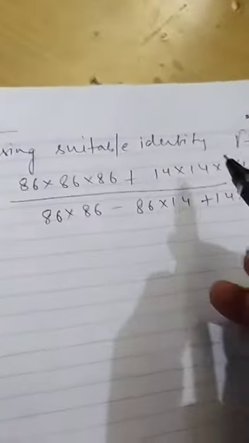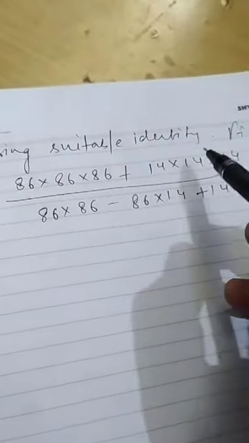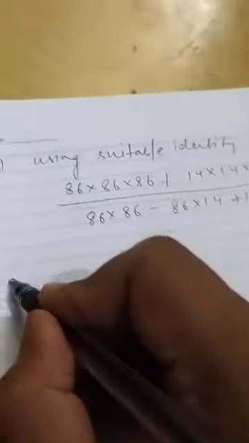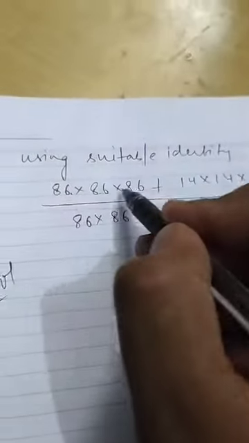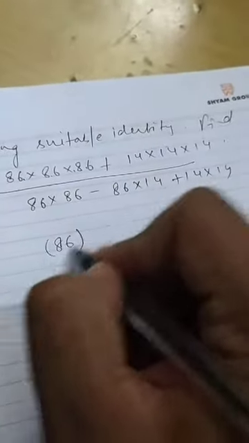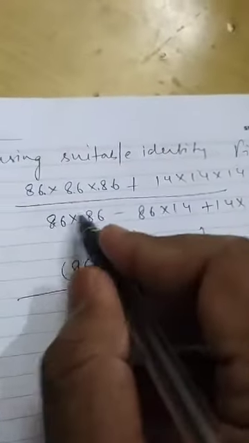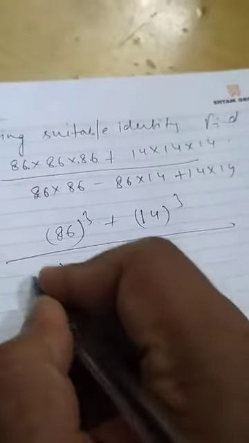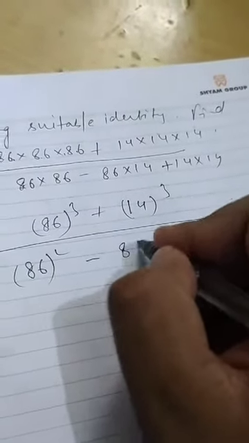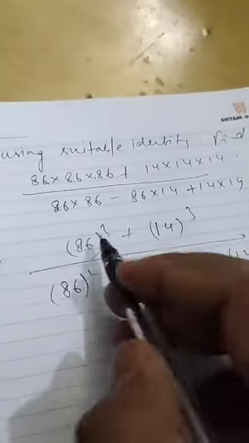Now one more question, which is on the basis of a suitable identity. For this type of question, students, you have to see which identity we are going to use. If you see, 86 cube plus 14 cube upon 86 square, then 86 into 14, we don't have to multiply it, and 14 square.